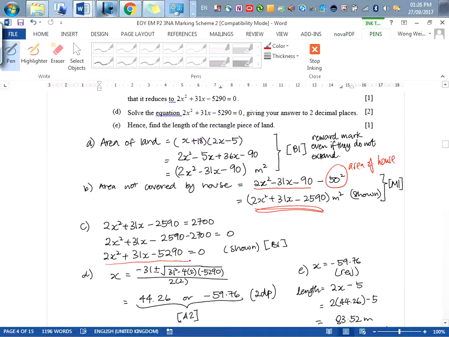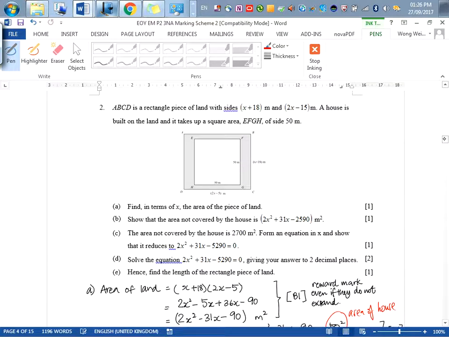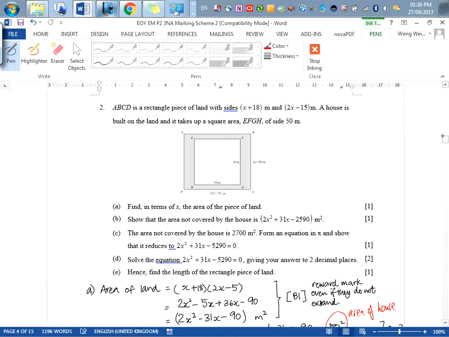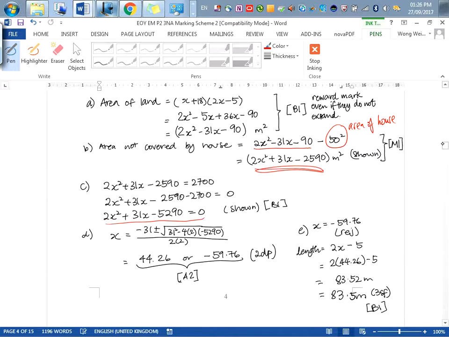So after you form an equation, in the form ax squared plus bx plus c equals 0, then you can use your quadratic formula and find two values. Obviously, x must be positive. Why? If x is negative, let's say x is negative 59, then how can this side over here be a negative value? Oh, okay. Since they say solve, we accept both answers, but in part E, we reject the negative one. Thank you for pointing out, Sophia.